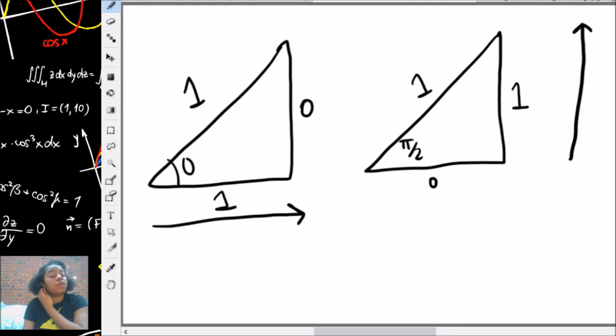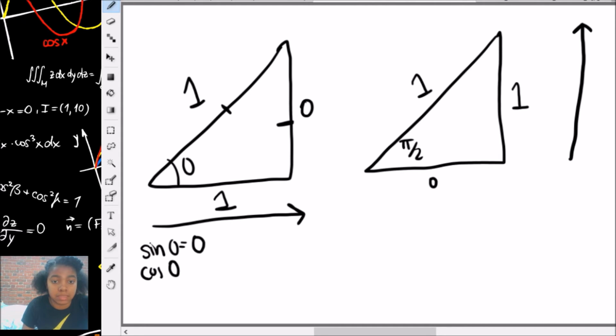So now I wanted to make sure that we understand what the sine, cosine, and tangent were of all these. Here, the sine of 0 is going to be the opposite over the hypotenuse, which is going to be 0. The cosine of 0 is going to be the adjacent over the hypotenuse, which is going to be 1. And the tangent of 0 is going to be the opposite over the adjacent, which is going to be 0, or also the sine divided by the cosine.